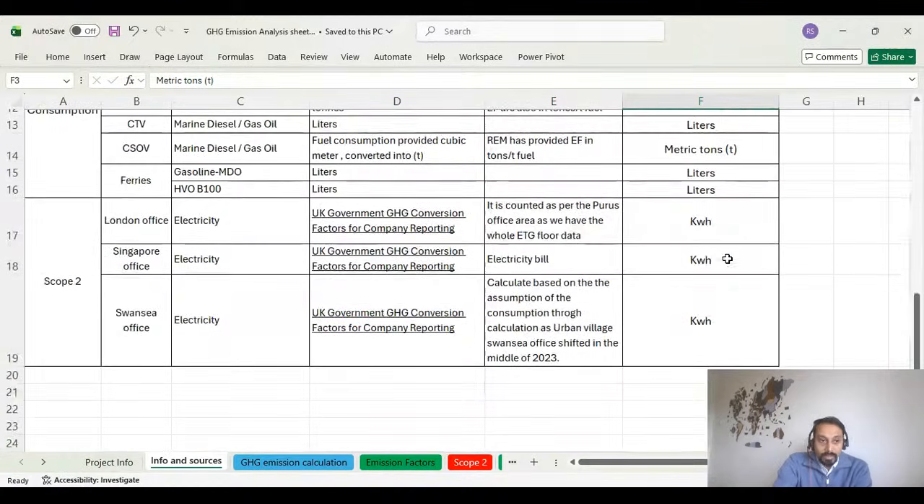Similarly, fuel consumption and scope 2. What scope 2 emissions are you going to calculate? If you have any RECs or green tariff certificates, or you are going to calculate location-based calculations, you have to disclose which emissions factors you are going to utilize. So this info and sources can be helpful for starting your calculation.